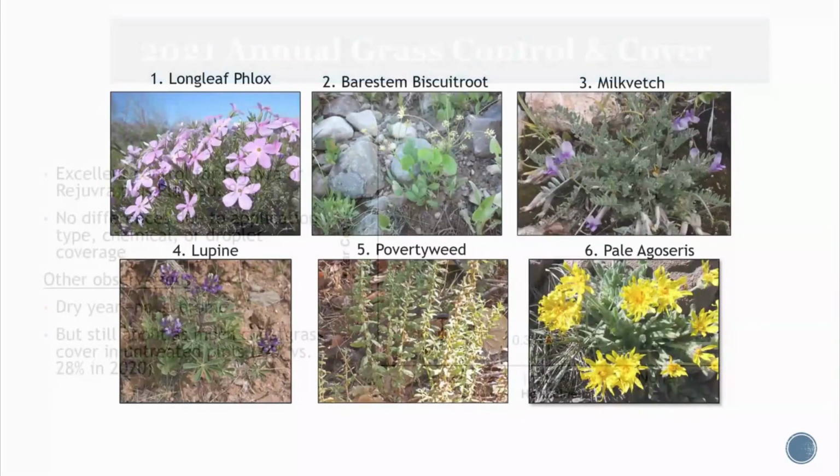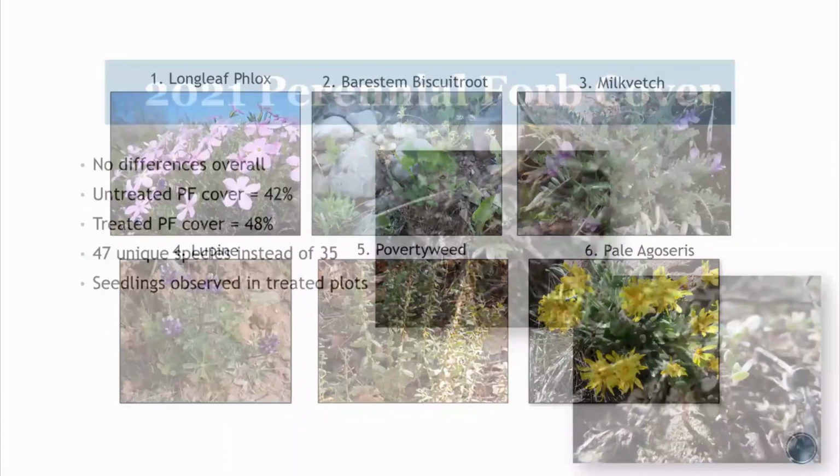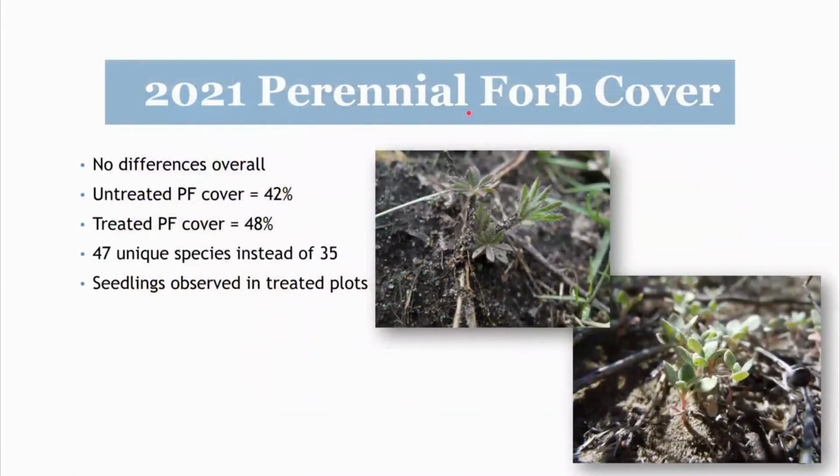We were concerned about what happened with our forbs, and so these are some of the forbs that were on our site. What we found was that for perennial forb cover, we didn't have any differences. Untreated perennial forb cover was 42%, treated forb cover was 48%, but those weren't statistically different. Where we did treat, we had 47 unique species. Where we didn't treat, we had 35. So it looks like we're not impacting our native forbs appreciably.